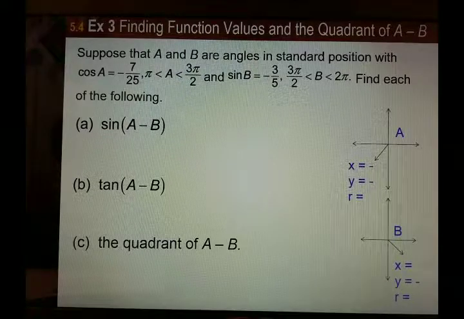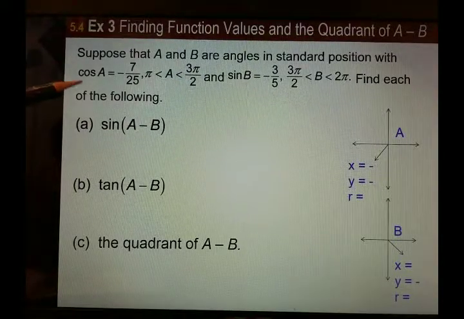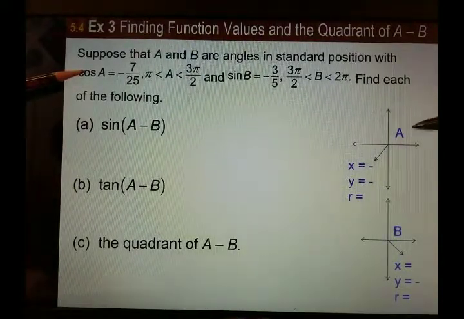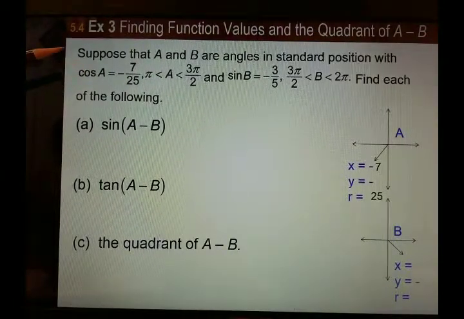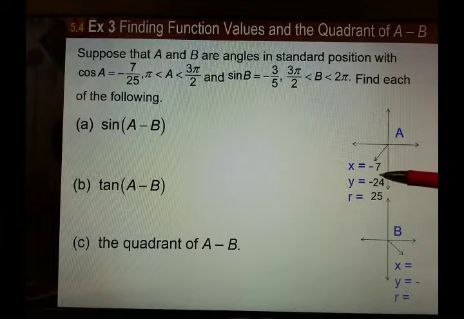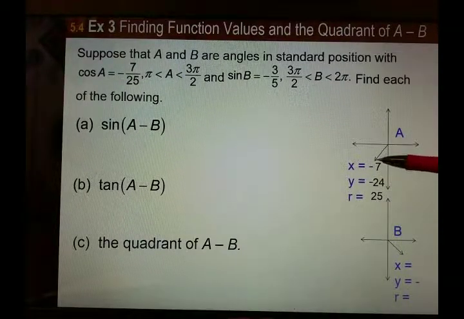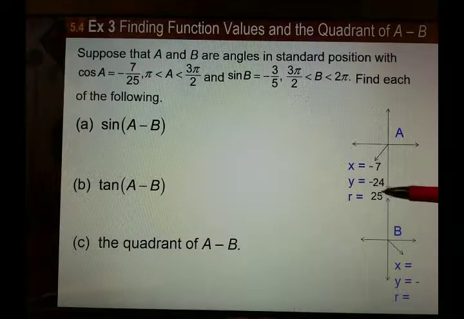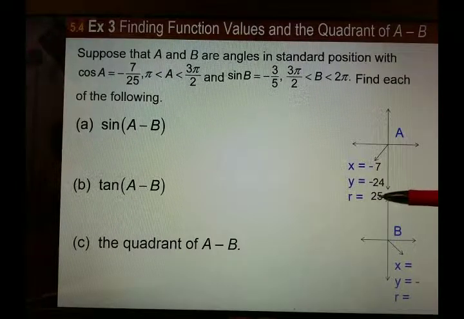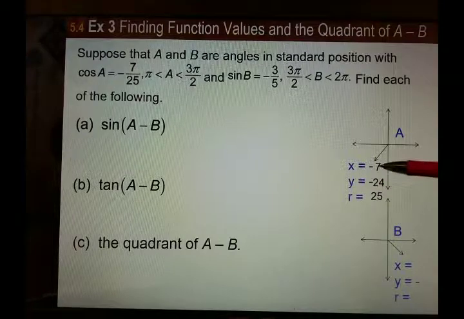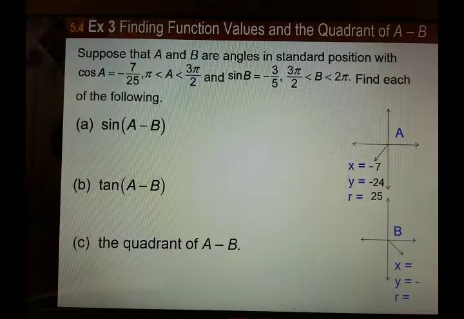Going back to what I was given, I am given the cosine. So cosine is x over r. So for angle A, I know x and I know r. I know it's 7 and 25. To get this answer of 24, I do my Pythagorean theorem. Remember, x squared plus y squared equals r squared. So you would do 7 squared plus y squared equals 25 squared. Once you take your 25 squared and take away the 49 from 7 squared, you get that answer, and then take the square root of it.